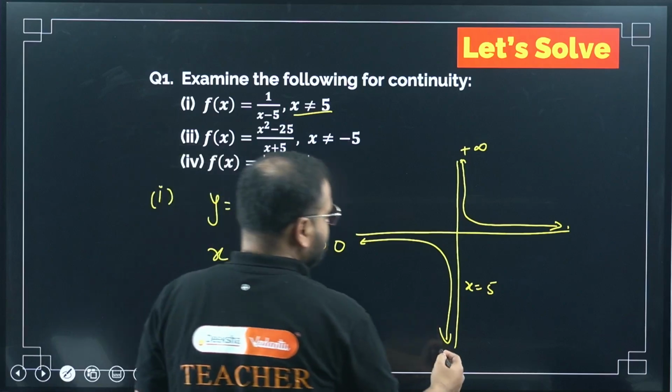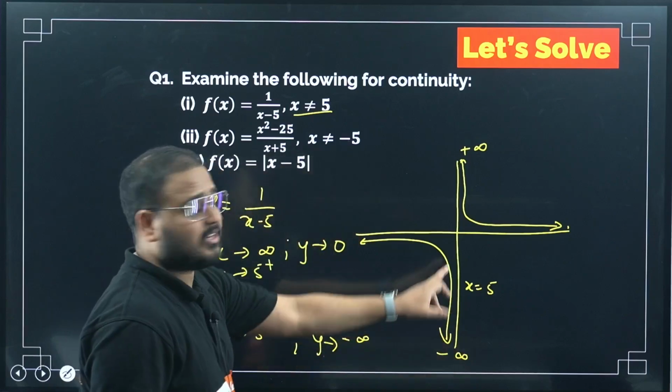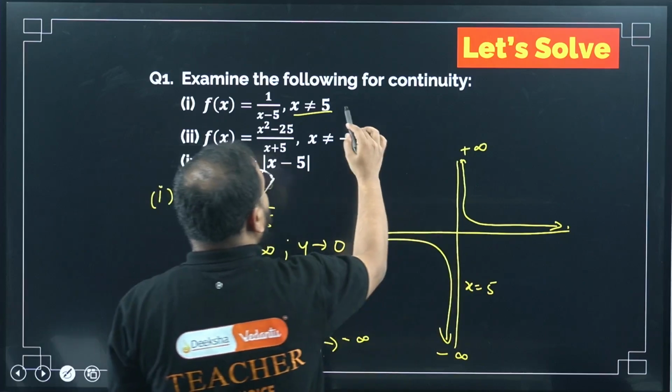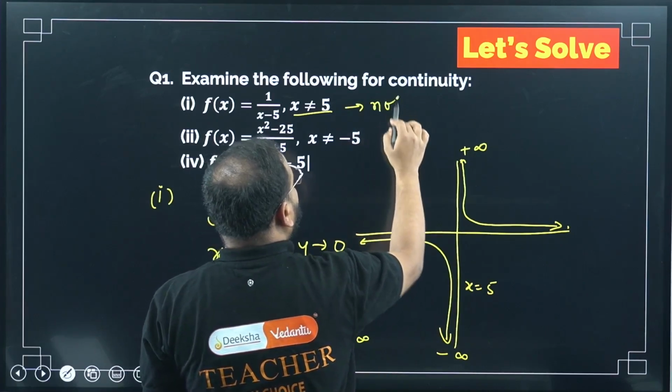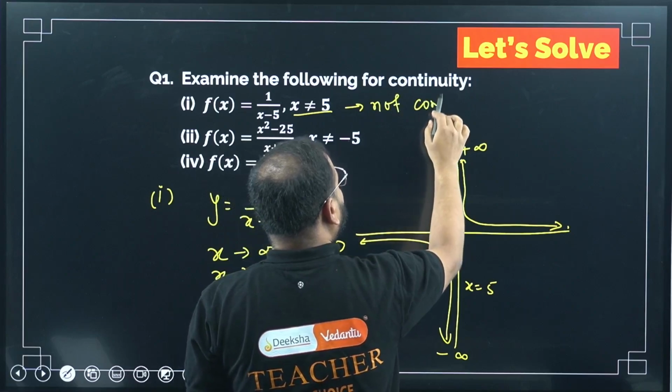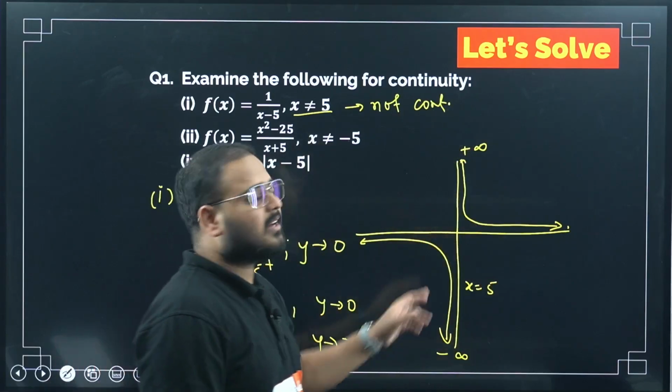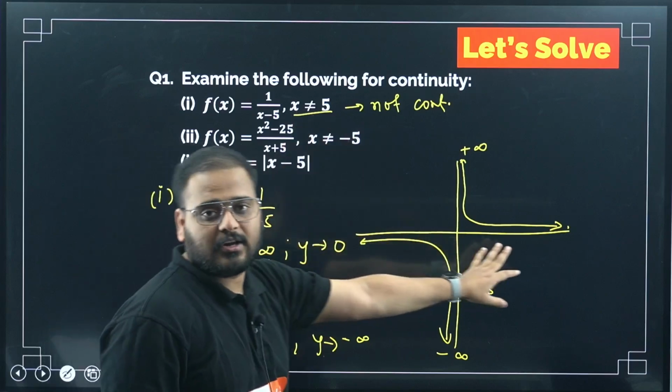So this is my function, this is what? Negative infinity. Now if you look at this function at x equals to 5, is it continuous? No sir. So this is going to be not continuous or discontinuous, okay? Not continuous or discontinuous at x equals to 5. Everywhere else it is continuous, right? At x equals to 5, not continuous, okay?